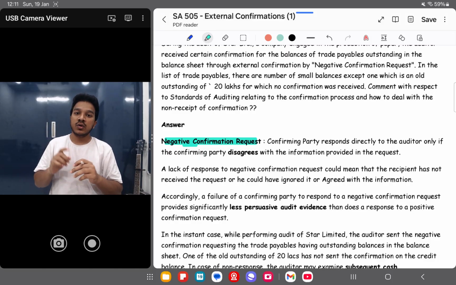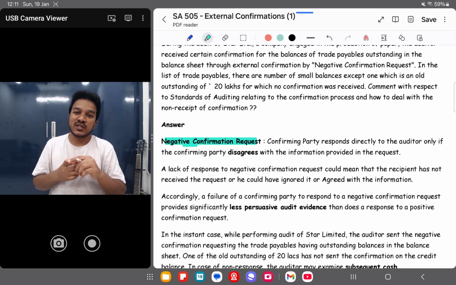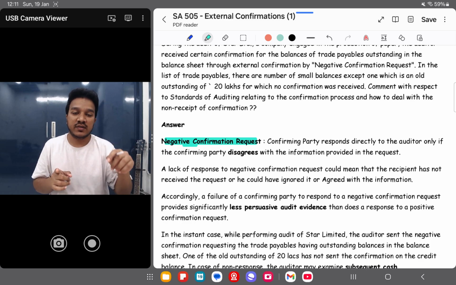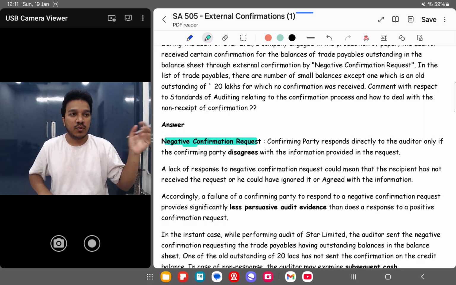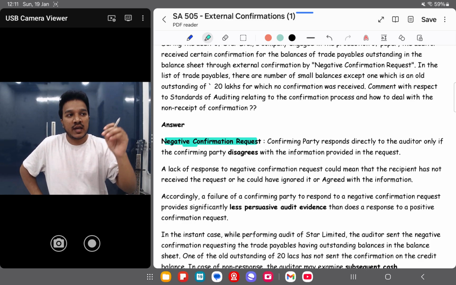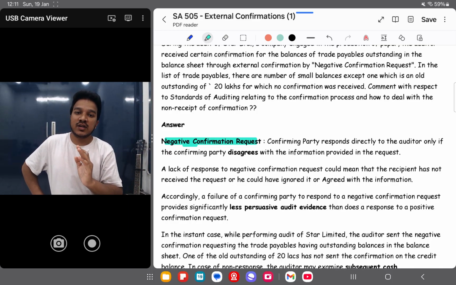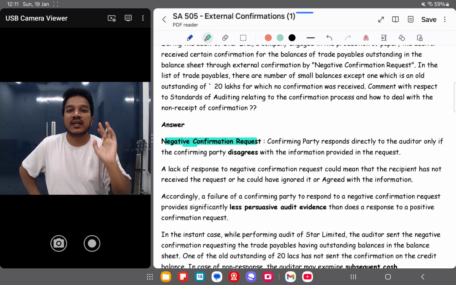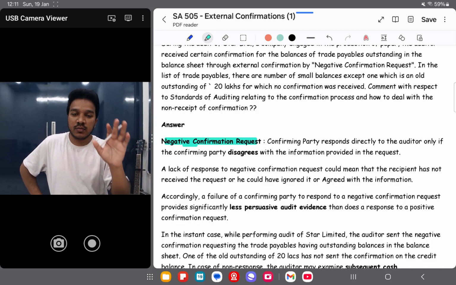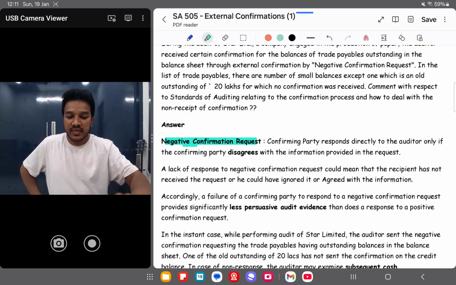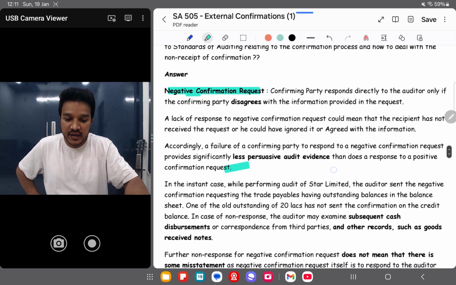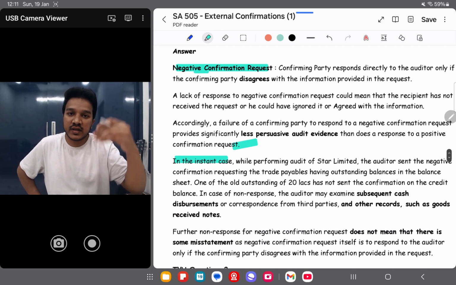That is the reason negative confirmation request provides significantly less persuasive audit evidence than positive confirmation request. In positive confirmation request, no matter what happens, the other party has to respond, whether he agrees or disagrees. But in negative confirmation request, he will respond only when he disagrees. So these three points you have to write as an introduction, and till here we are done, and then you will write in the instant case whatever is there in the case.